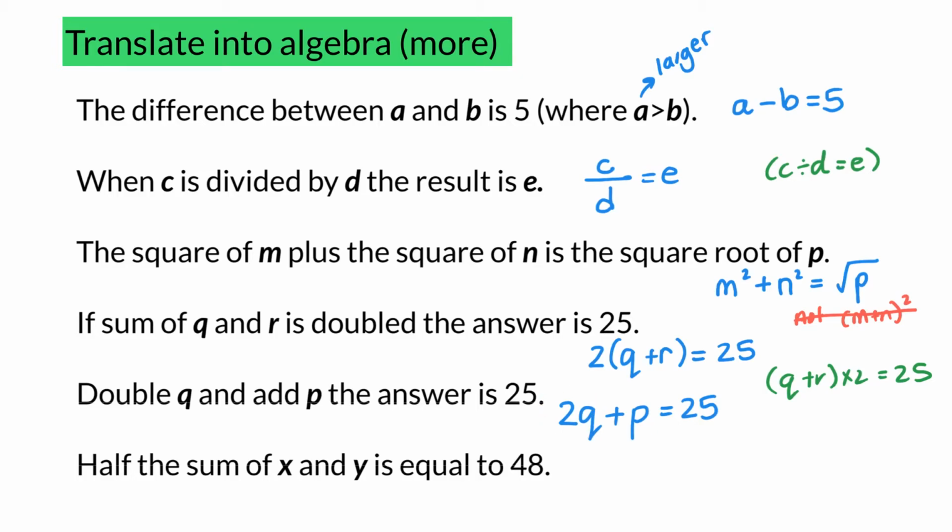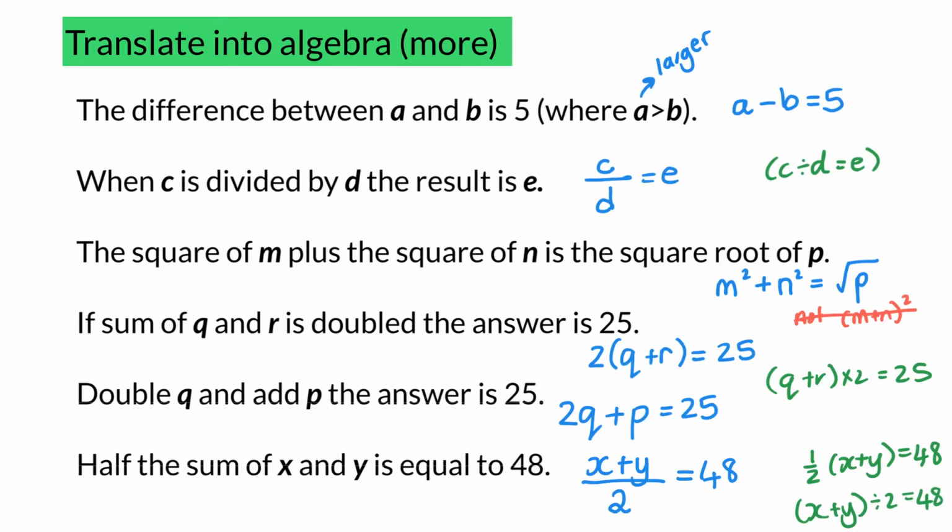The last sentence says half the sum of x and y is equal to 48. So first I'm going to add x and y, and I'm going to halve that, or another way to halve something is dividing it by 2. And that is equal to 48. You could have also written this as half of x plus y is 48, or x plus y divided by 2 is 48. Those would also be fine. But according to algebraic conventions, it's best to write it as a fraction.